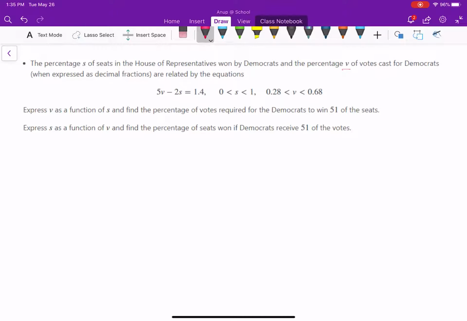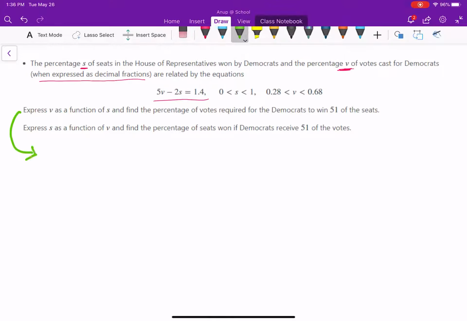The percentage of seats in the House of Representatives owned by Democrats and the percentage of the votes cast for Democrats are represented here by S, the percentage of the seats owned by Democrats, and V, the votes cast for the Democrats. Both are expressed using decimal fractions. The relationship between them is 5V minus 2S equal to 1.4. Our goal is to express V as a function of S.